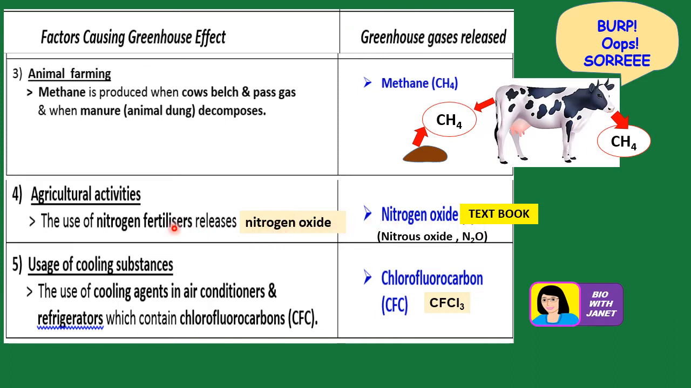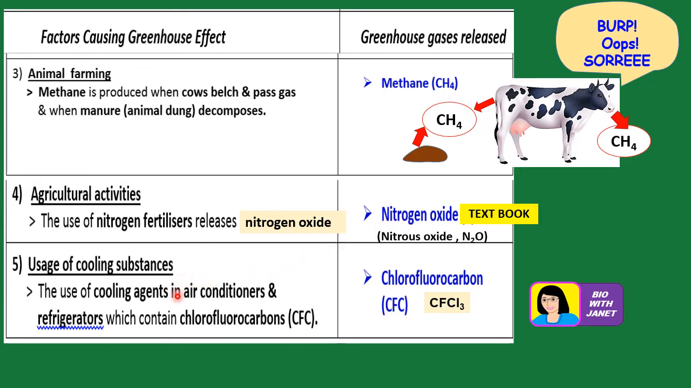All right. So the nitrogen fertilizers are, for example, ammonium nitrate. The nitrate there releases nitrogen oxide into the air after they are used, put in the soil. So this is also a greenhouse gas.